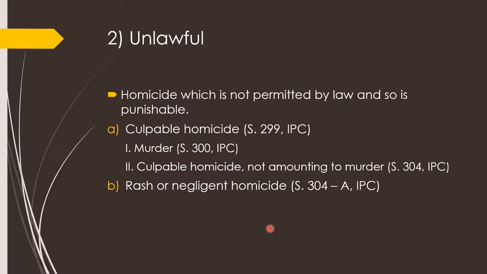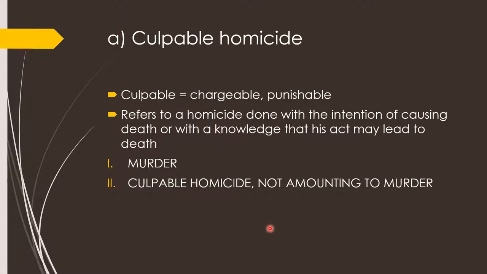The second type is unlawful homicide, that is homicide which is not permissible by law, and so unlawful homicide is commonly punishable. Two types are there, culpable homicide and rash or negligent homicide. Culpable homicide is explained in section 299 IPC. There are two types of culpable homicide: amounting to murder, section 300 IPC, and culpable homicide not amounting to murder, section 304 IPC. The second type is rash or negligent homicide, section 304A IPC.